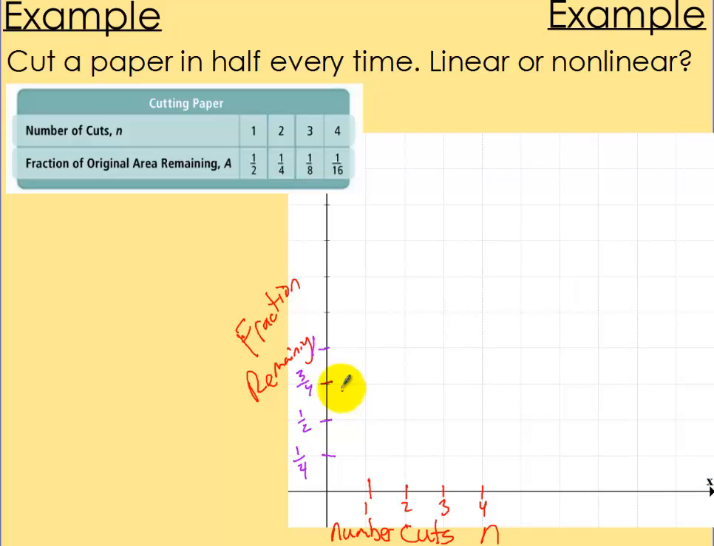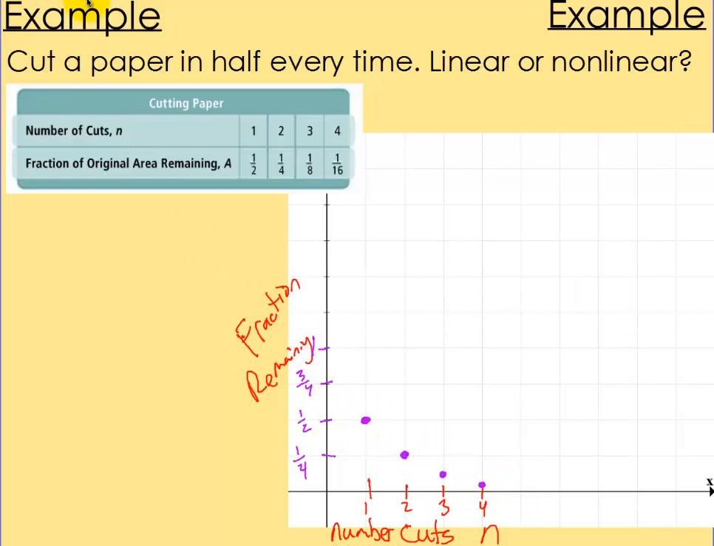Let's say if I graphed it this way first. Okay, so at 1 it's going to be 1/2, which is right here. At 2 it's going to be 1/4, which is right here. At 3 it's going to be 1/8, which is half of 1/4, so about right there. And 4 is going to be 1/16, so it's going to be half of 1/8. It's going to be about right here. So there's the graph of the function.